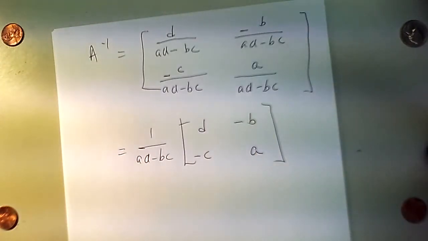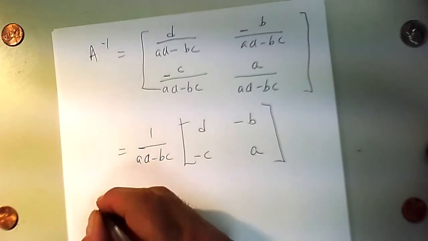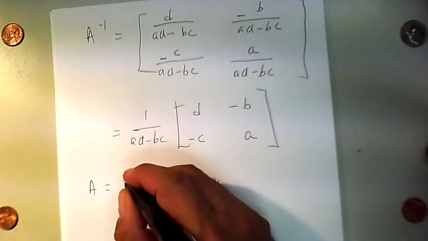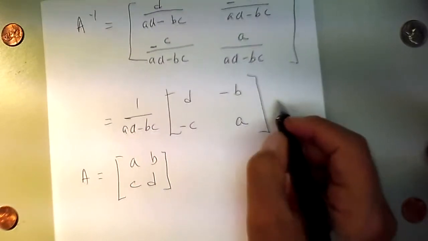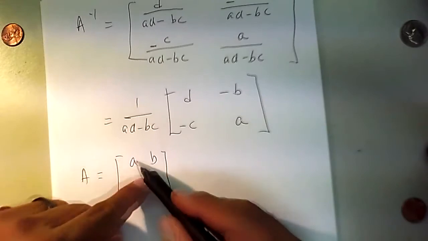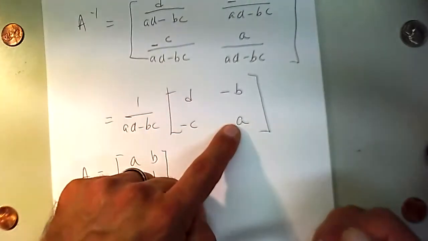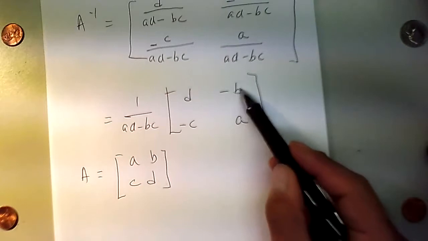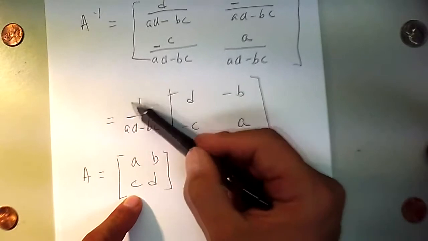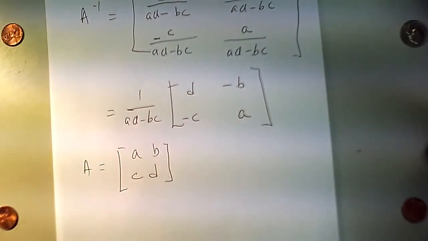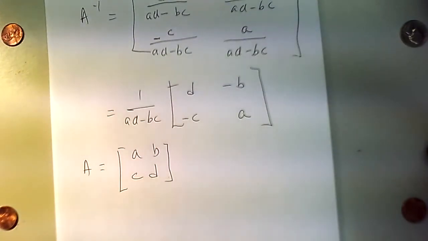There we go. So if we start with A equaling A, B, C, D, what this formula tells us is to swap those two. The A goes down here, the D goes there. Leave the B and the C where they are, but change the signs. But make sure to divide by the determinant of the original matrix. So the bottom line is that we can end up with a nice formula for the inverse.